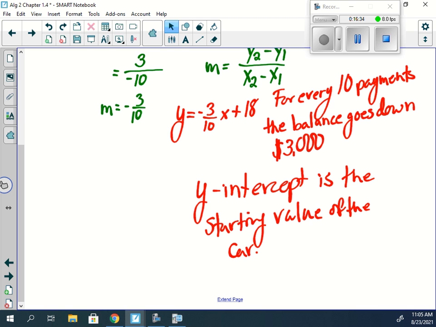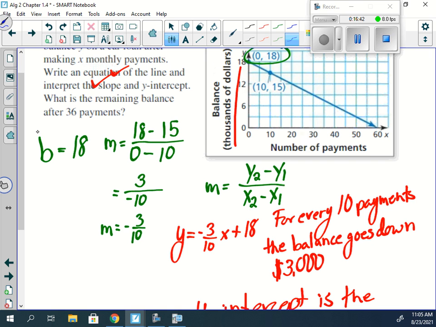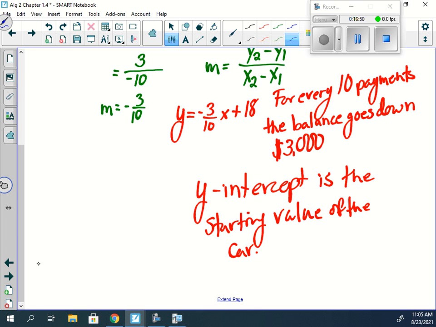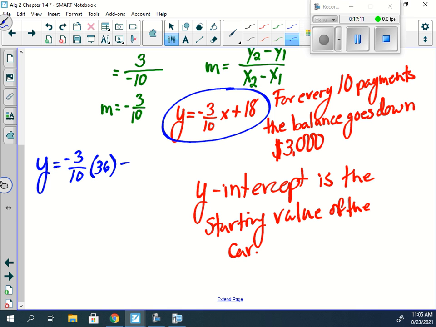So starting value of the loan, I'll take starting value of the car, considering if you didn't put anything down. So that takes care of all of that. The only thing left is what is the remaining balance after 36 payments? So our equation here. X or Y, which one is payments? X, because X is pretty much the number of payments made. So if I'm wanting to know how much Y is left if we've made 36 payments, we're going to plug 36 in for X.